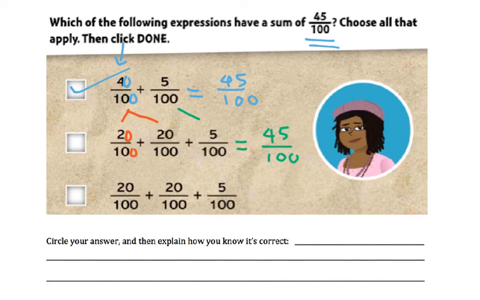And then, in the very last one, they've basically done what I just did for us. So 20 hundredths and 20 hundredths and 5 hundredths makes 45 hundredths. So this one was kind of a trick question, because every single one is equivalent. Again, let me know how you're thinking about it.